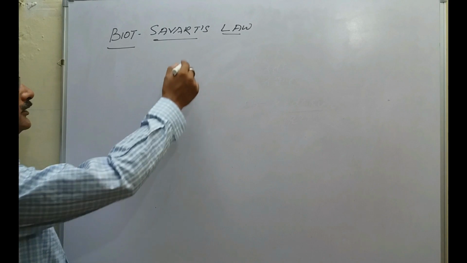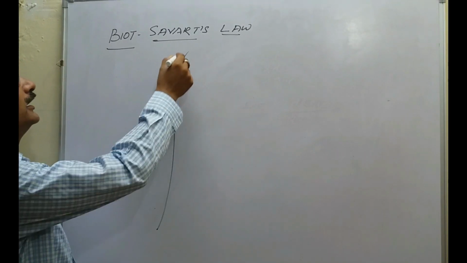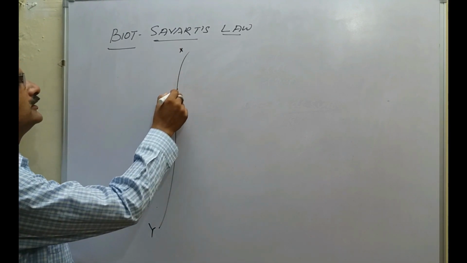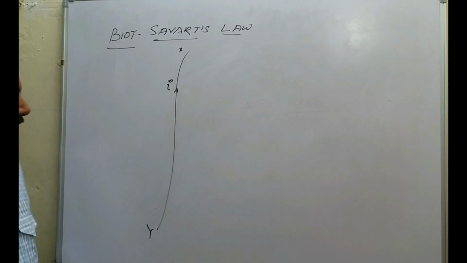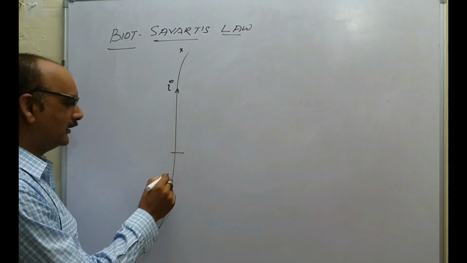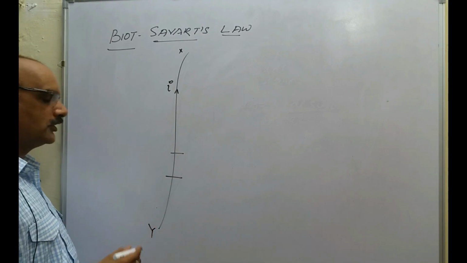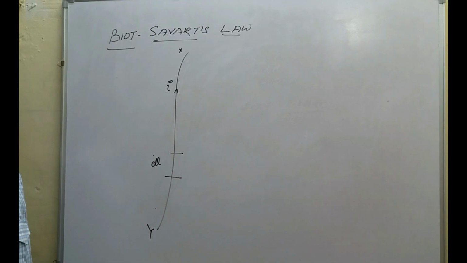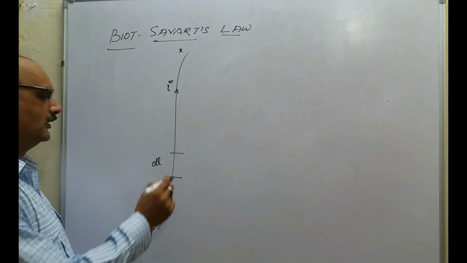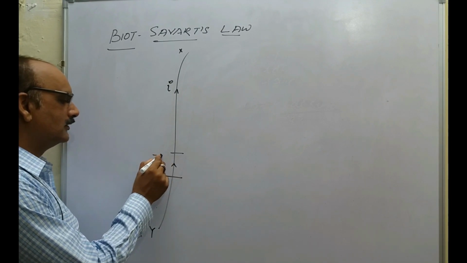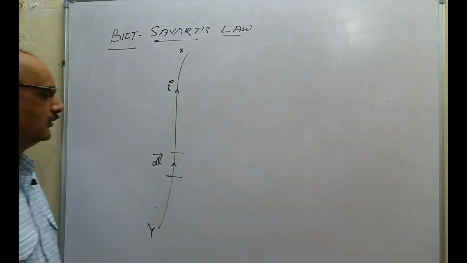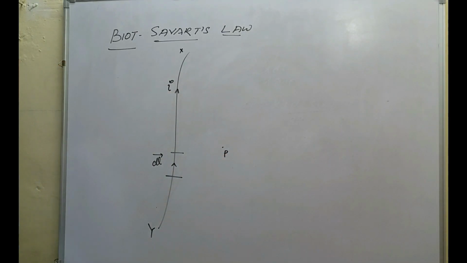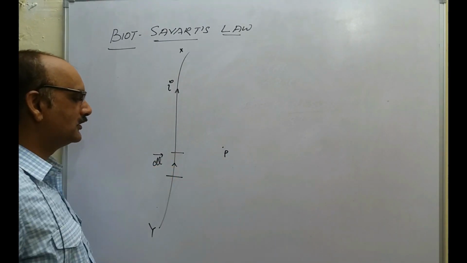Now what is a current element? If I have any conductor XY carrying current I, then a small length or a small portion of this current carrying conductor is called a current element, and its direction is the same as the current. Let P be any point where we have to find out the magnetic field due to this dl.